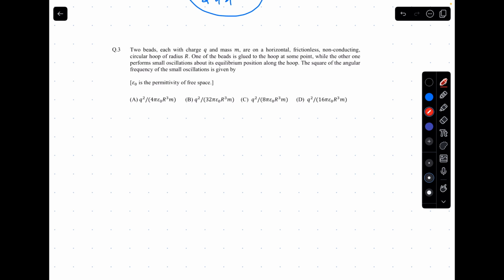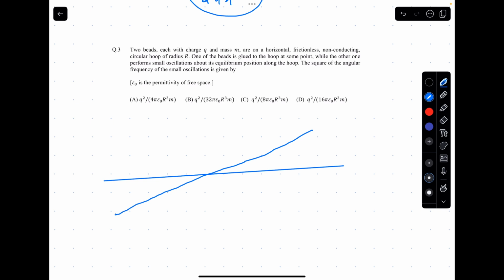Now in the next question, they have given that there is a circular hoop that is placed on an xy plane. So I'm taking the xy plane like this. This is the x-axis and this is the y-axis. Alright, and this is our hoop placed in this.